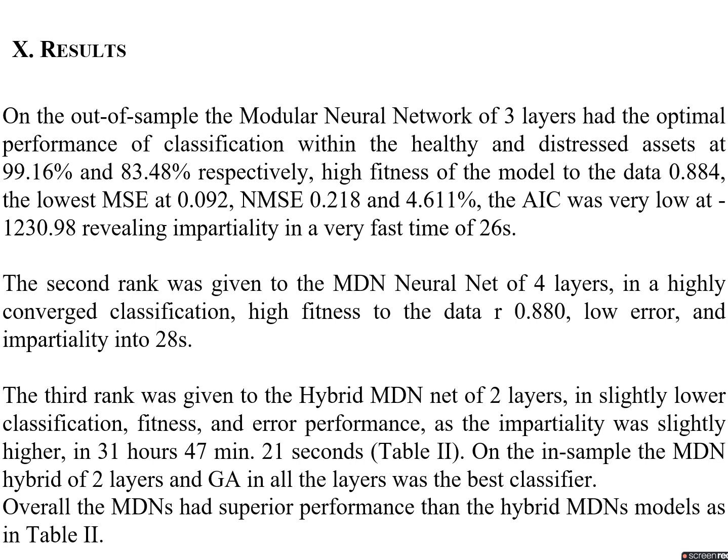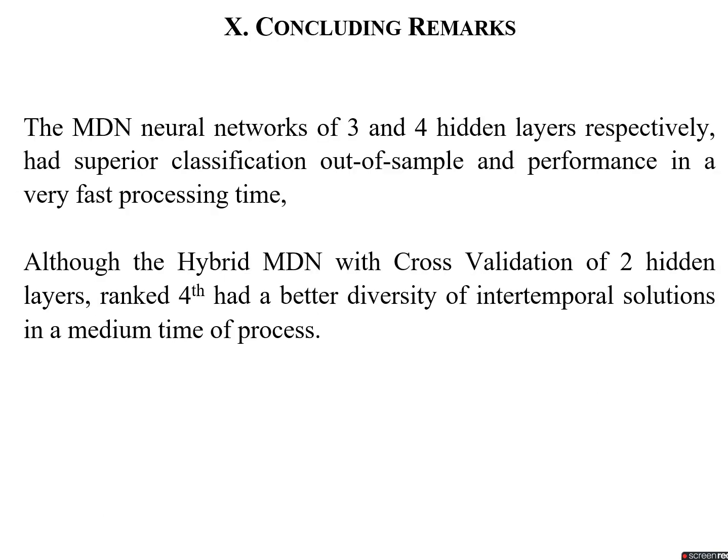On the in-sample, the modular of 2 layers and genetics in all the layers was the best classifier. Overall, the modulars had superior performance than the hybrid modular, as it's shown in table 2, which is following. The conclusion of the remarks is that modular neural networks of 3 and 4 hidden layers respectively had superior classification out of sample and performance in a very fast processing time, although the hybrid modular validation 2 hidden layers ranked fourth, that had a better diversity of intertemporal solutions in a medium time of process.